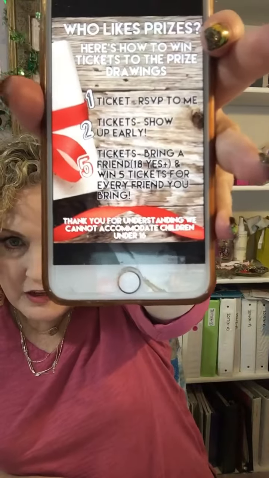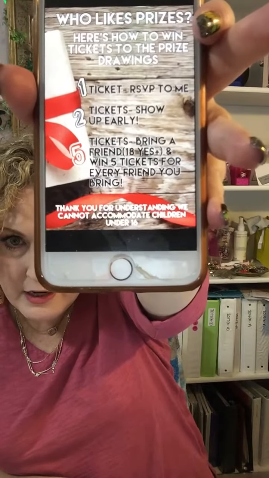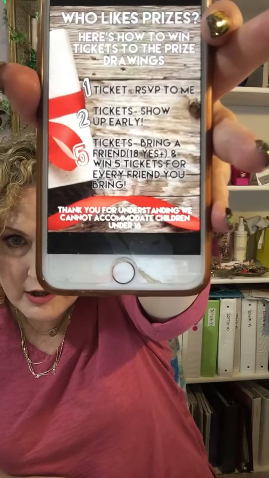And then at the bottom is the most important part. It says, thank you for understanding, we cannot accommodate children under 16. I really want to say they get a puppy, but I don't.